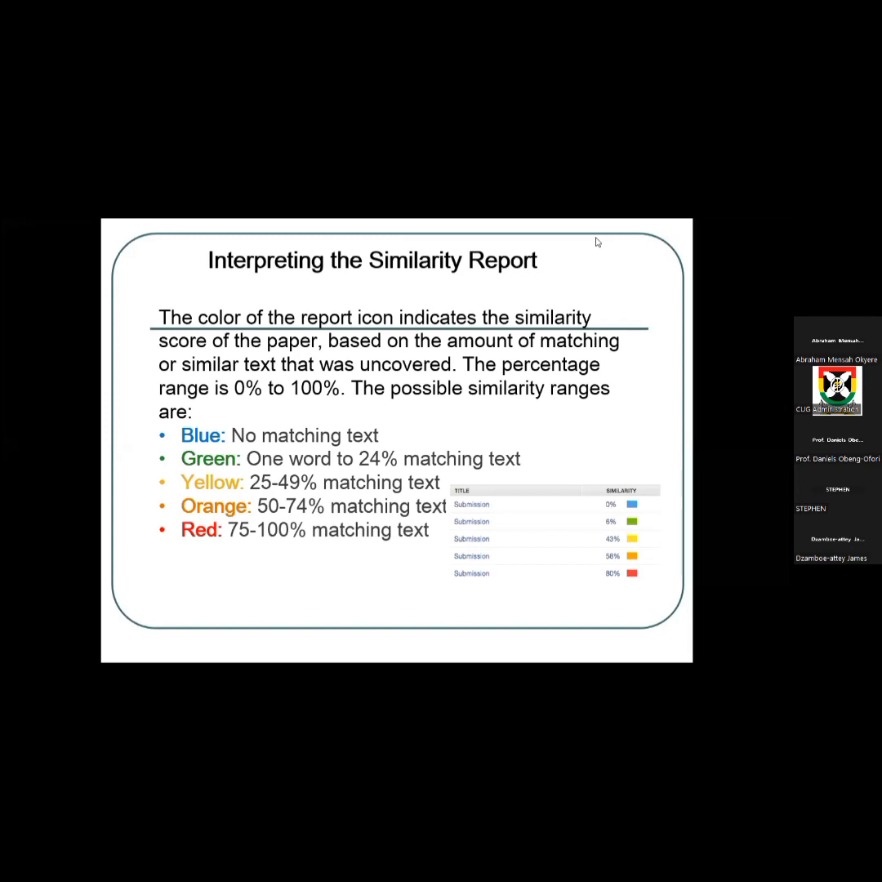If you are yellow, that means that your matching text is about 25 to 49%. Orange is higher, 50 to 70. While if it is red, it means almost 100%. That means you copied it totally.